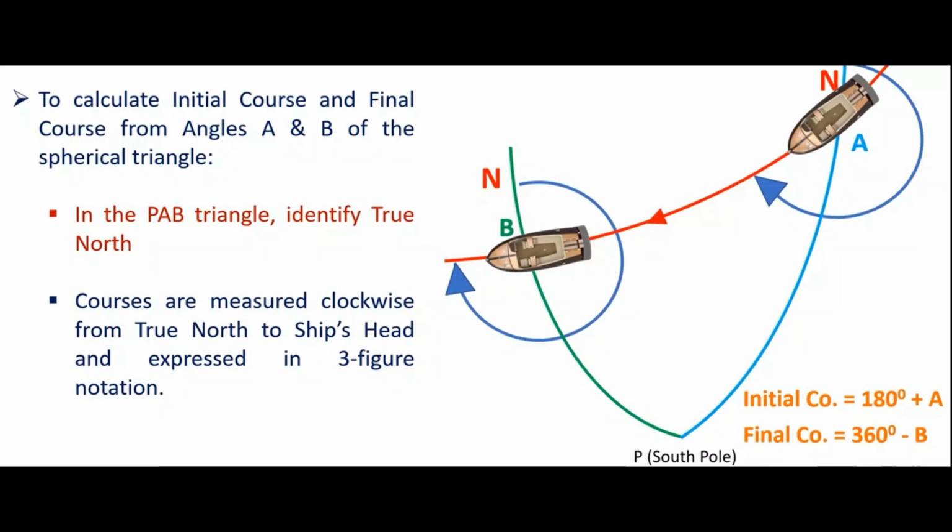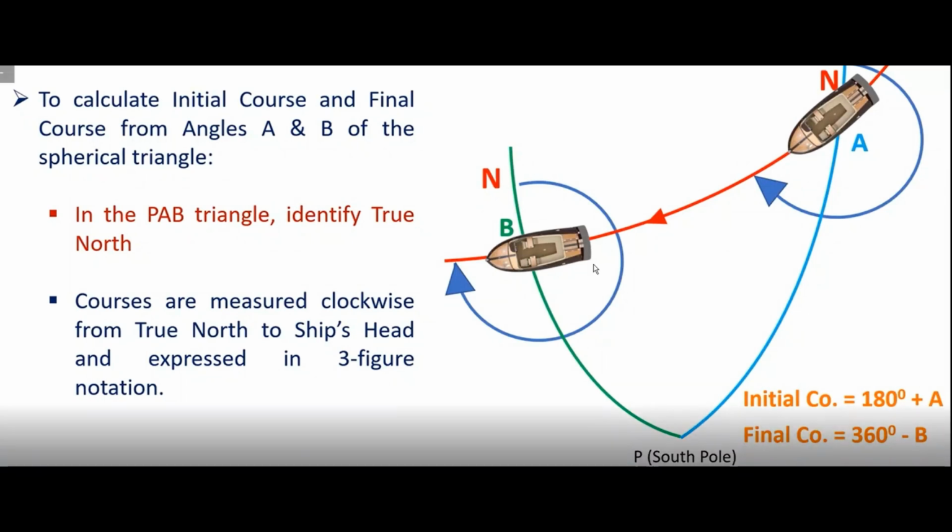With these couple of illustrations, I'm sure now you'll be able to get initial and final courses having calculated the internal angles A and B of the PAB triangle. This one is also clear, beta. Let me know if you have any doubts in this.